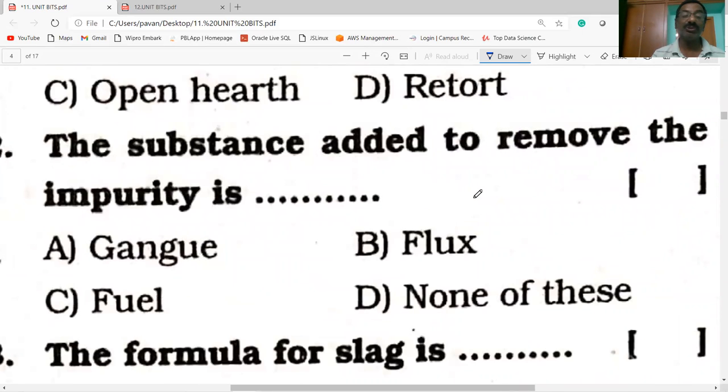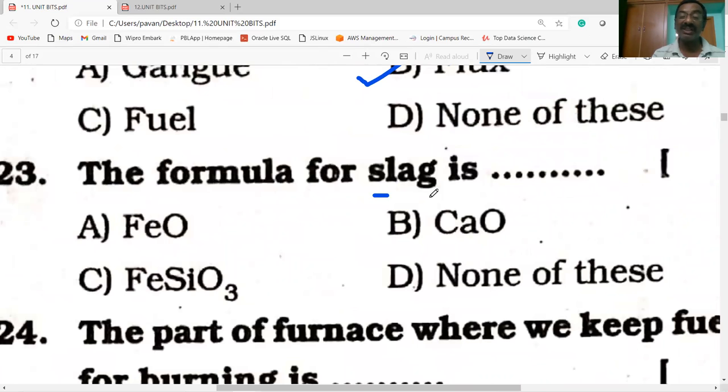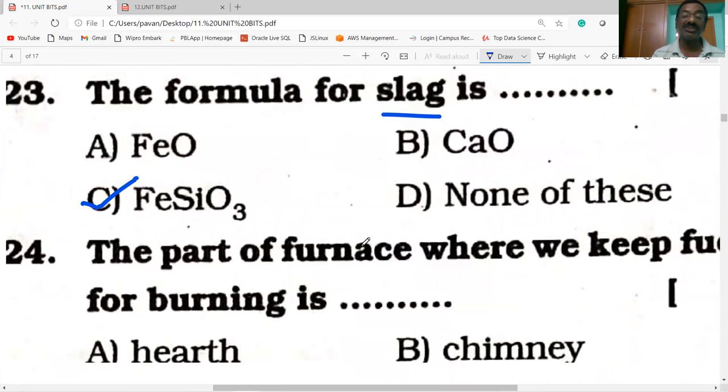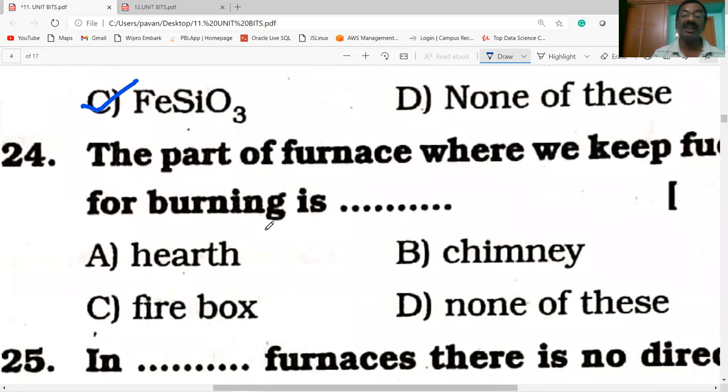Substance added to remove the impurity is called, impurity ante emi, gangue. Gangue remove chese daniki vade dani antaru flux. Substance used to remove the gangue is called flux. Formula of slag is iron silicate. Slag is nothing but gangue plus flux ma. Gangue impurity plus flux kaliste slag vastundi, danni iron silicate.